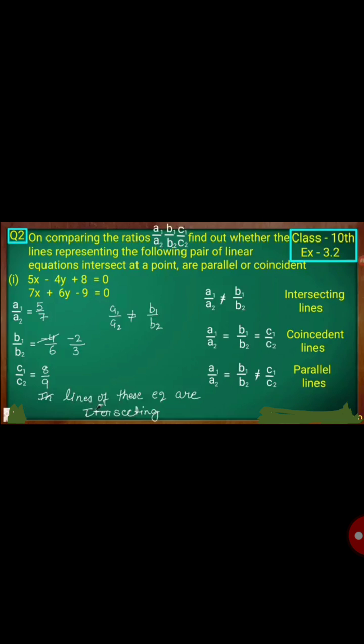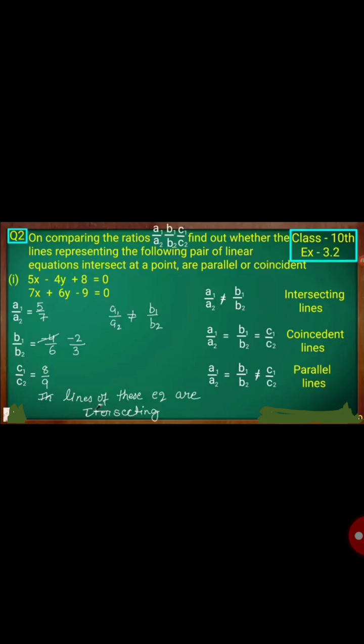See, from this equation, find a1 upon a2. From this pair of linear equations, you will have 5 upon 7. Similarly, b1 upon b2: b1 is minus 4 and b2 is 6, so it will be minus 4 upon 6. After reducing, it will be minus 2 upon 3. And c1 upon c2, from both the equations, is 8 upon 9.